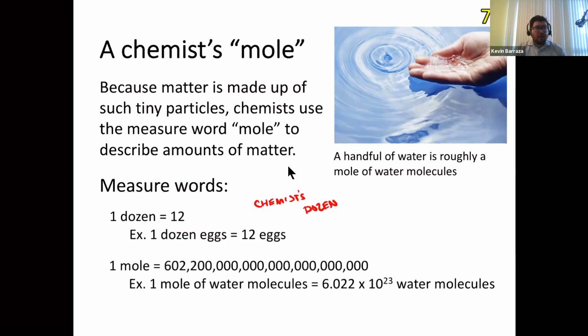We say, well, I'm not going to talk about individual counting the numbers. I'm going to talk about groups. And our group is called a mole, and it's equal to a special number, which is written here. However, in scientific notation, it's 6.022 times 10 to the 23. So this is quite a large number.